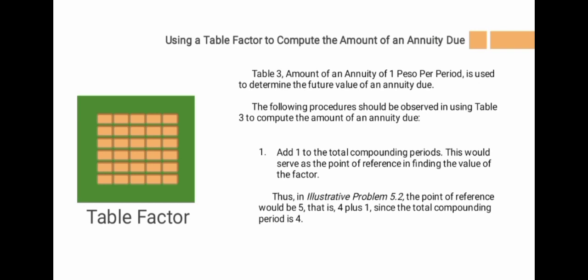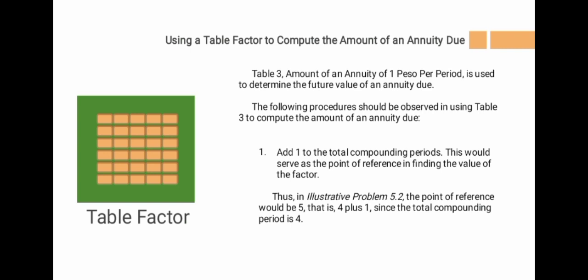So, using the table of factors to compute the amount of annuity due. Table 3, the amount of annuity due of 1 peso per period, is used to determine the future value of an annuity due. The following procedures should be observed in using Table 3. The table we will use is Table 3. Add 1 to the total compounding periods. This will serve as the point of reference in finding the value of factors.